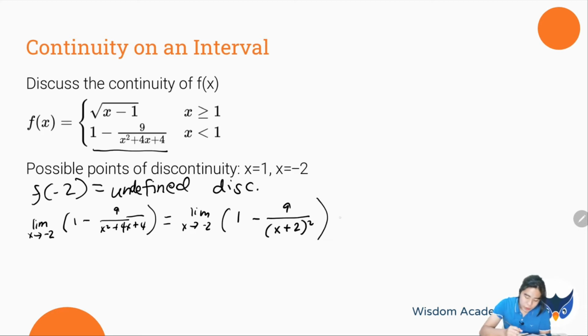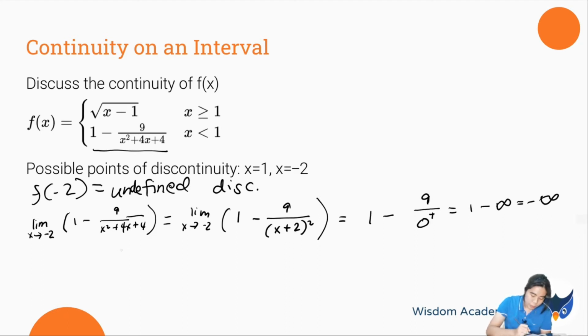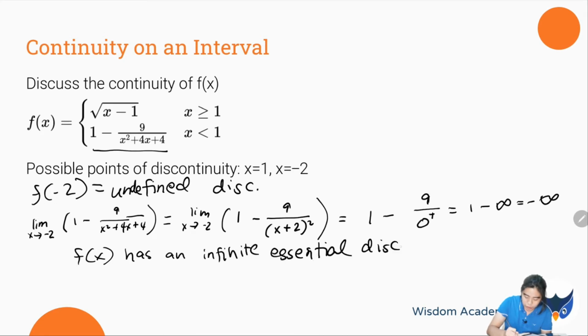So, by direct substitution, 1 minus 9 over 0. So, since squared siya, alam natin na positive si 0 natin dito. So, 1 minus infinity is equals to negative infinity. So since negative infinity siya at x approaching negative 2, we can say that f of x has an infinite essential discontinuity at x is equals to negative 2.